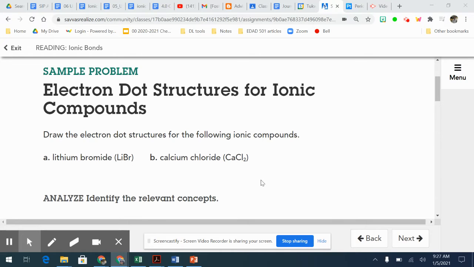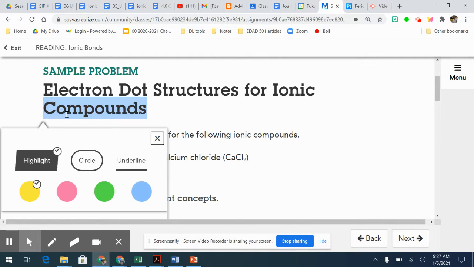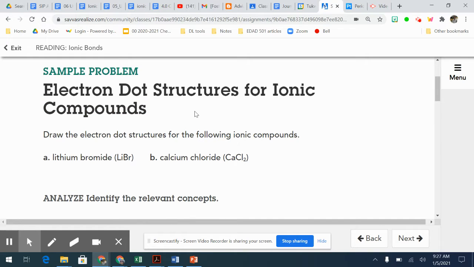Right, good morning again. So let's look at these sample problems. I think this is on the third page of your reading. It's called electron dot structures for ionic compounds. So now we're going to show our Lewis dot structures in a compound and show how they form an ionic bond. The sample problems here say draw the electron dot structures for the following ionic compounds. We have lithium bromide and calcium chloride.